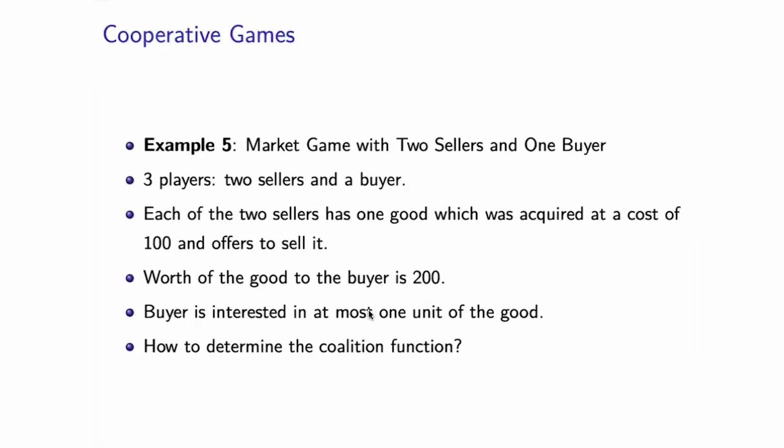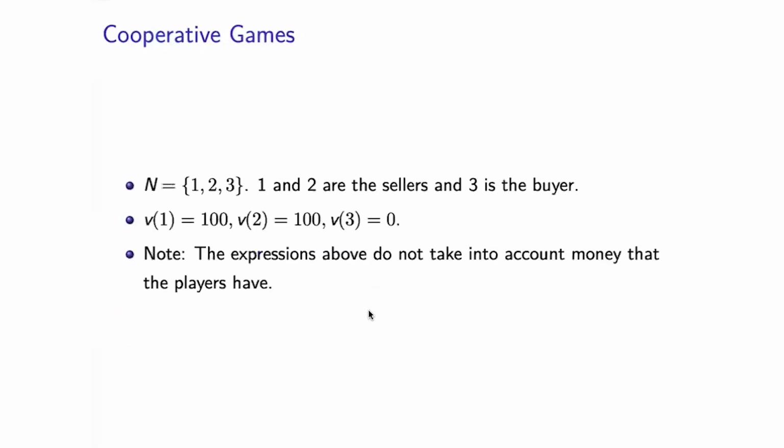Okay. So clearly the description of the game, the set of players, is clear. This will be the three players. What we need to think about a bit more is how we should go about determining the coalition function. Again, we have to specify for each subset of n what is the value that is generated by the coalition. Okay, so n is equal to 1, 2, and 3. 1 and 2 are the sellers, and 3 is the buyer. What happens in case no deal happens? That's pretty clear. In case no deal happens, then V of 1 is 100, right?